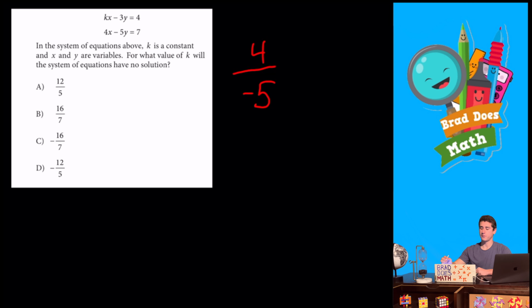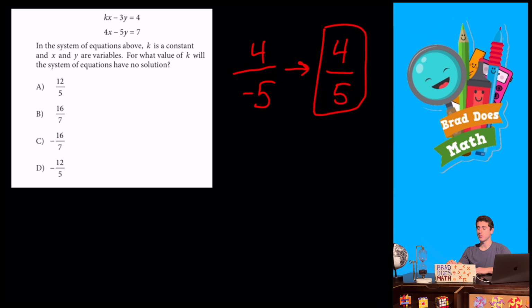Okay, so 4 over -5, and then you flip the sign. So if it's negative, just make it positive. There's your slope. So let's do the same for the top equation. We'll say they're equal, right? Because we said parallel lines, no solution means slopes are equal.